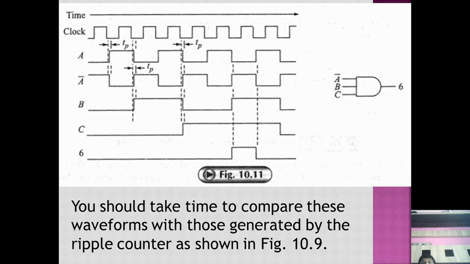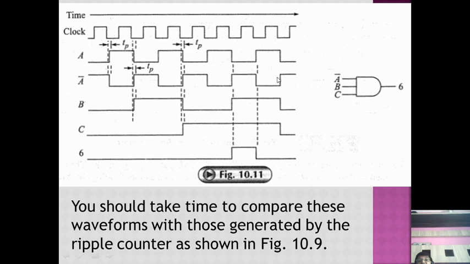And you can see that this is the waveform for decoding gate 6, where the decoding gate output results when C is high, B is high, and A bar is high. During that time, the output of the gate is going to be high. So this is the output of state number 6, which was decoded.